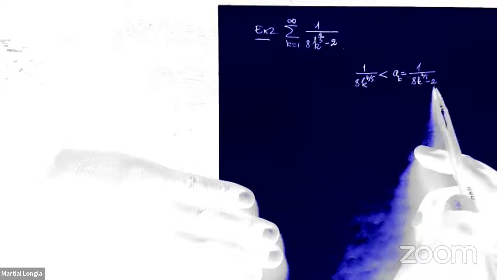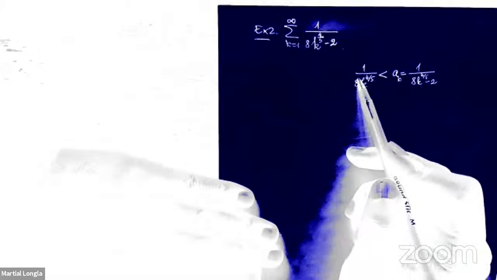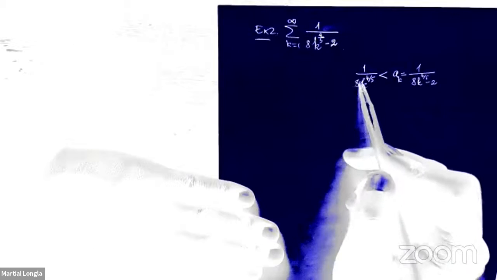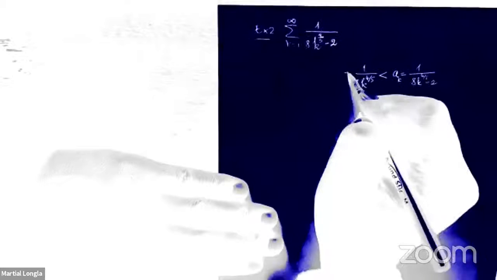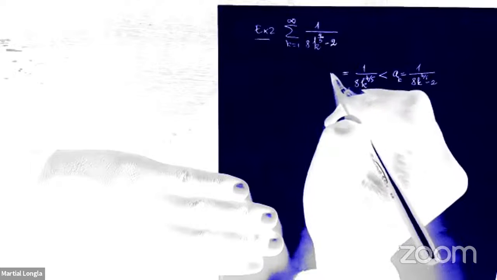Why? Because 8k to the 4/5 is larger than 8k to the 4/5 minus 2, the same rule that applied in the other problem. Now, in this problem, which is the remark I was making, you cannot get rid of this 8 here, because if you get rid of this 8, you're getting a number that is larger than that. So we really can't get rid of that 8. So at this point, this is our BK.